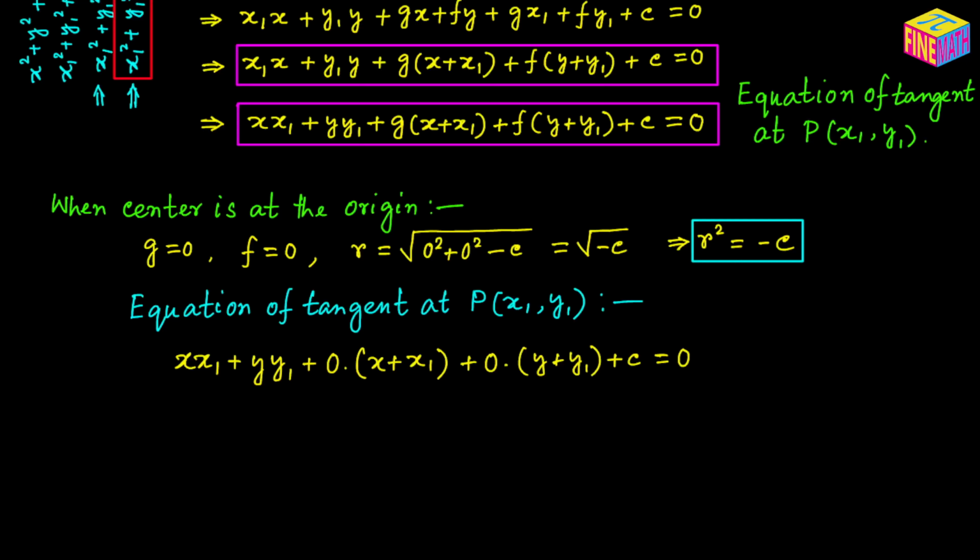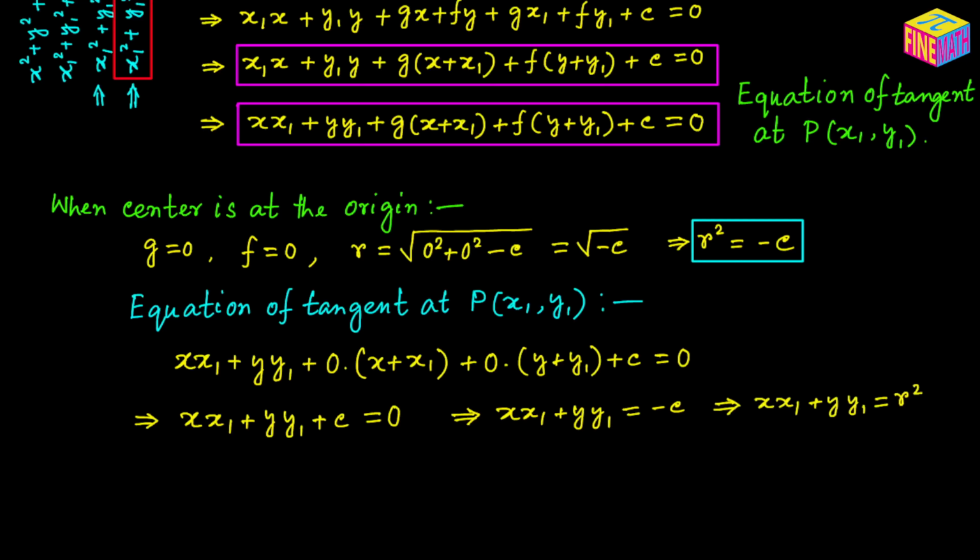And if we simplify this, the equation is going to look like this. And if we bring c to the right hand side, our equation will look like this. And finally, let's replace the value of negative c with r squared. So our equation will look like x times x sub 1 plus y times y sub 1 is equal to r squared. And that is the equation of the tangent line at the point P, whose coordinates are x sub 1, y sub 1, for the circle whose center is located at the origin. I hope things are clear up to this point. Next, we are going to take an example.